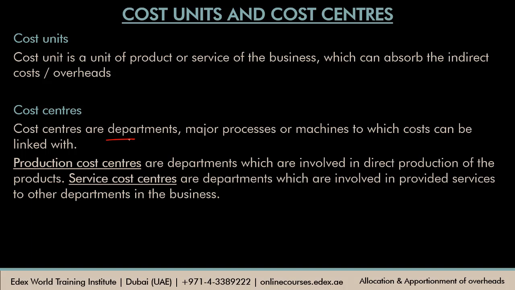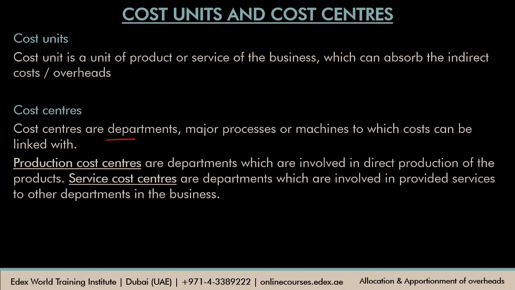So cost centers are departments or processes through which the cost units have to go in order to get produced, and we can link the overhead cost with these cost centers directly. We can say that these costs belong to specific cost centers. At times, the relationship cannot be established directly, and in that case we will have to apportion on a suitable basis. Don't get confused by these terms, allocation and apportionment. I'll explain everything in the coming few slides.